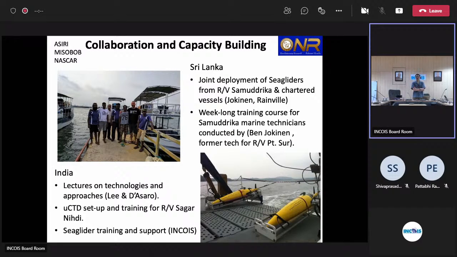So we talked earlier about the need for local collaboration and local support in maintaining observations like this, and this was really no exception. We've relied on collaboration with both India and Sri Lanka to work in this region. In Sri Lanka, they've helped us with joint deployments of sea gliders in the boundary currents. And we've in turn run week-long training courses for NARA. We've also helped train the technicians for the Samudrika.